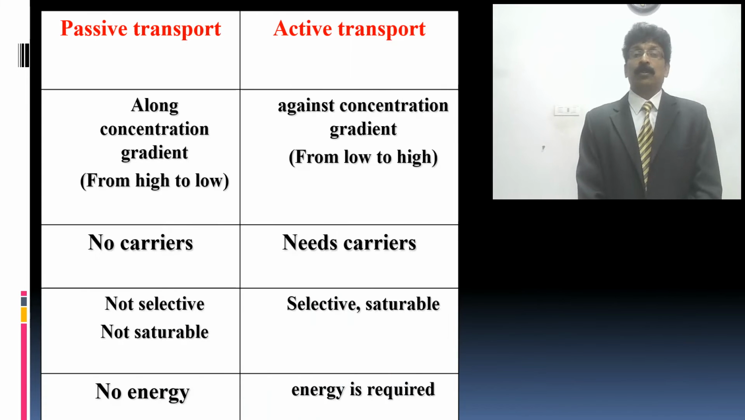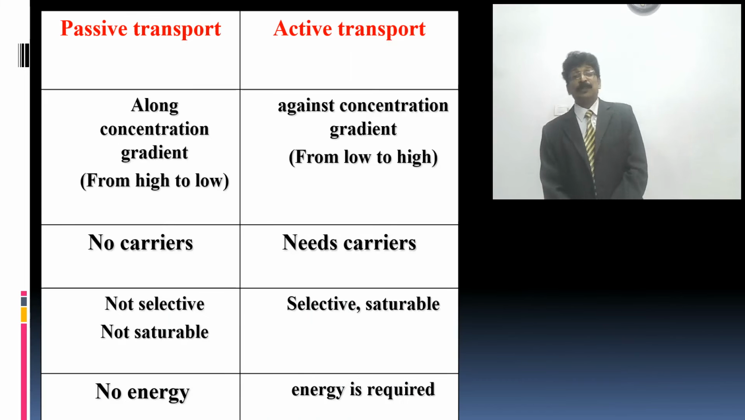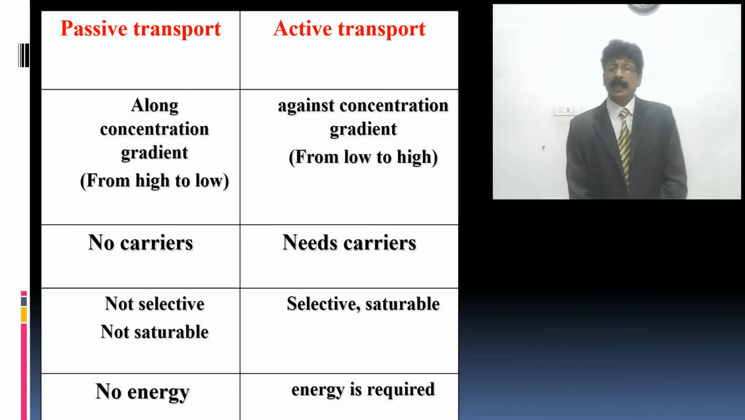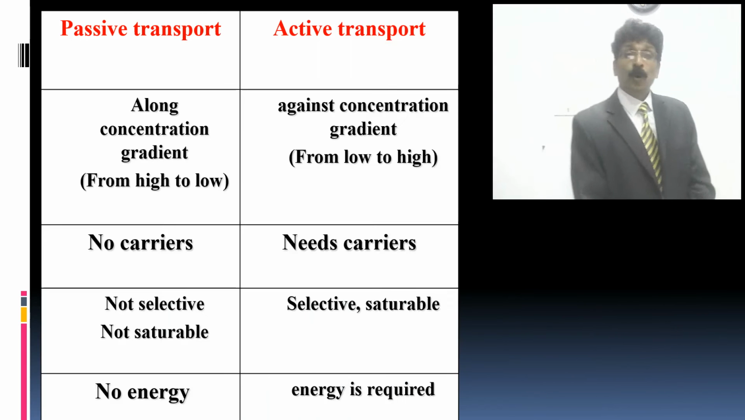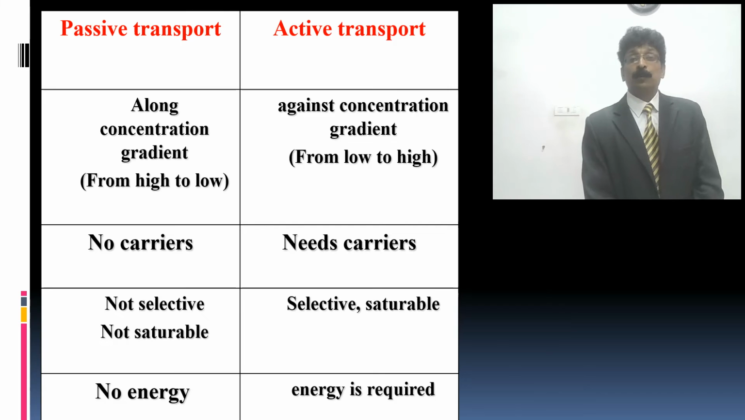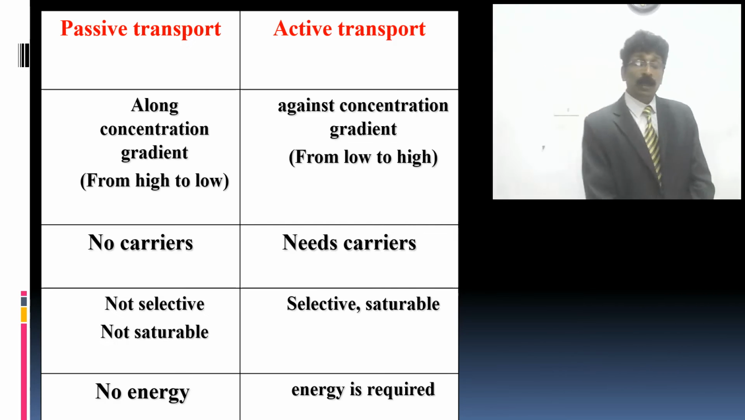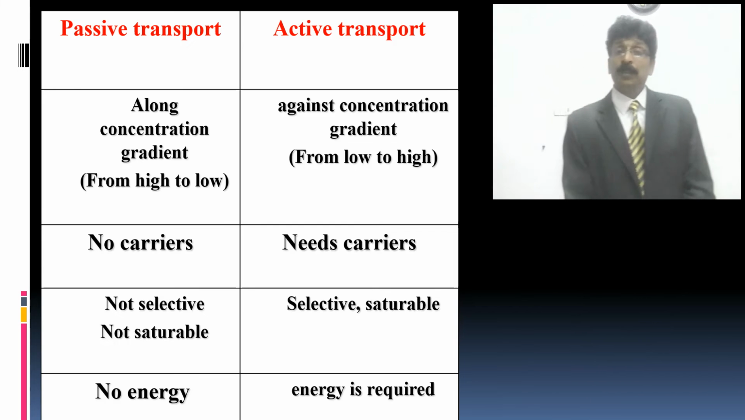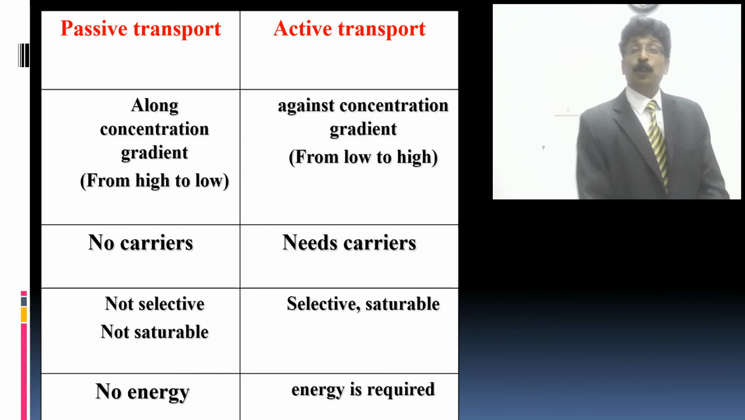as a box. And what is the difference between passive transport and active transport? Passive transport is along the concentration gradient, high to low, but active transport is low to high. No carrier is needed for passive transport, but carriers are needed for active transport. Passive transport is not selective or saturable, but active transport is selective and saturable. No energy is needed for passive transport, but active transport requires energy.